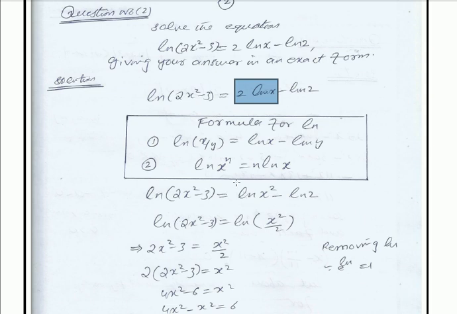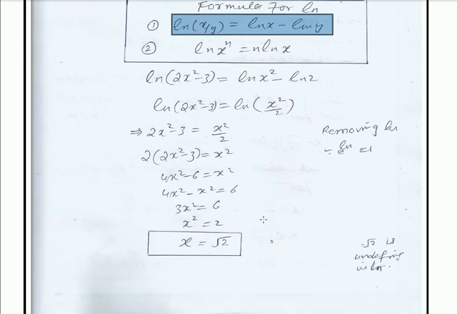Now we can write this term in the form of the division by using this formula of the ln. So ln(x²/2). When we have ln on both sides, we can cancel it because e raised to the power ln equals 1. By cancelling ln on both sides, we get 2x² − 3 = x²/2.